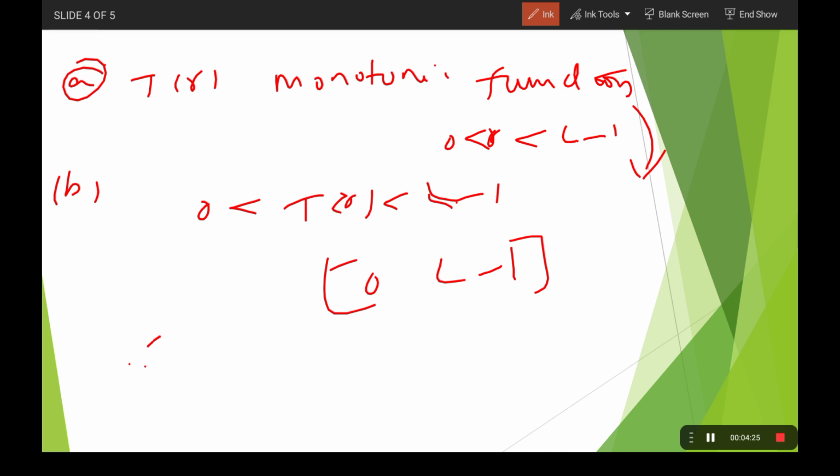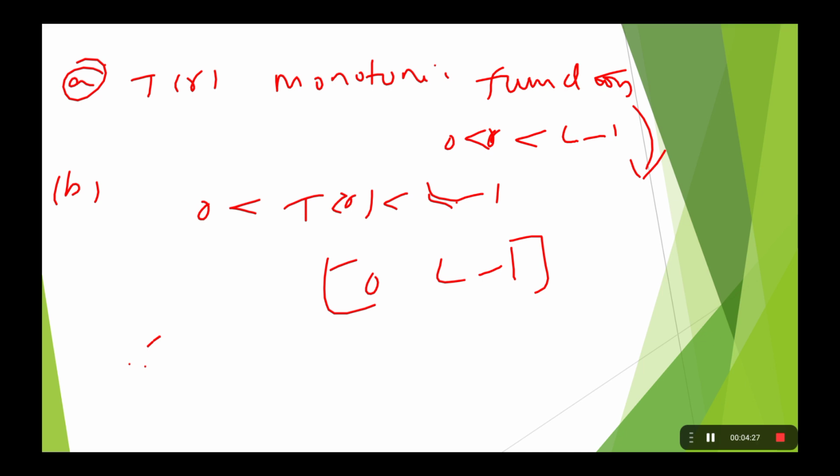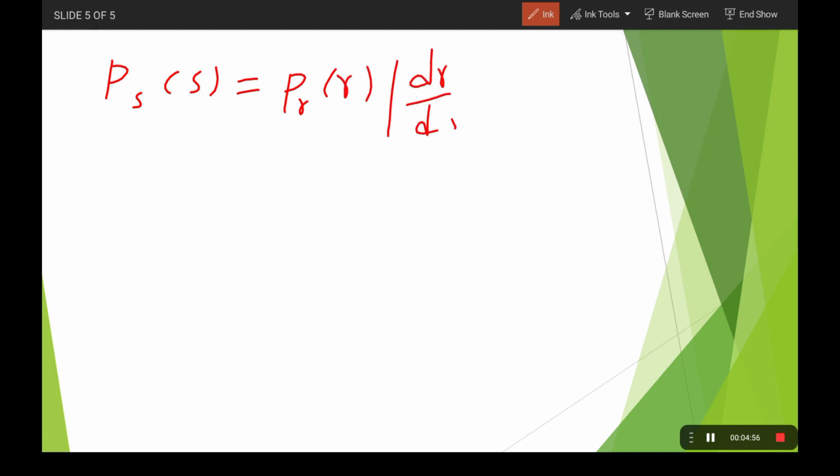Okay, so let us see here. Generally, from the probability definitions, if r and s are continuous variables, it can be represented as ps of s, which is equal to pr of r into dr by ds.